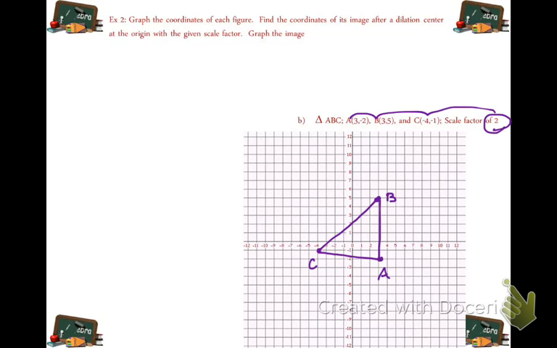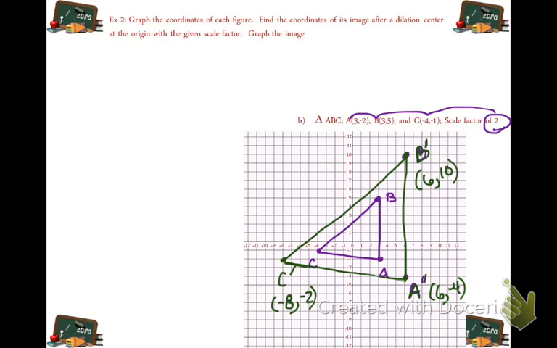Put it on pause. Double each of them and graph it for me. So I doubled them. So A prime is 6, negative 4. B prime is 6, 10. And C prime is negative 8, negative 2. You're not going to have them on your picture, but I have them on my picture so you can see it.